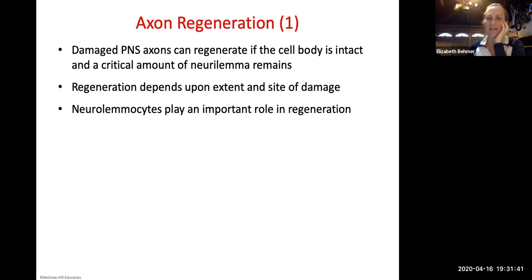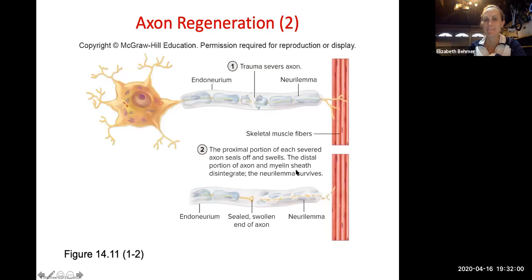Damaged peripheral nervous system axons can regenerate if the cell is intact and a critical amount of the neurolemma remains. Regeneration just depends upon extent and damage. And the neurolemmocytes will also play a role in regeneration of those axons. So here's just a look at axon regeneration.